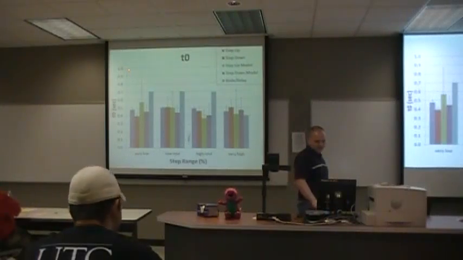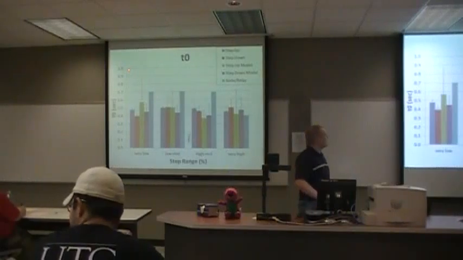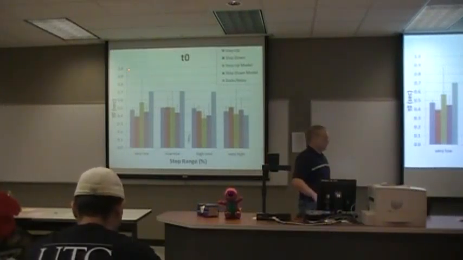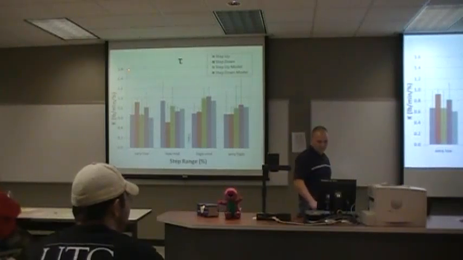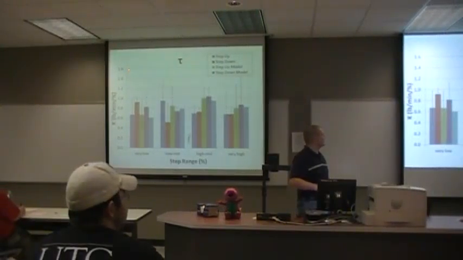So our T naught with the additional data, and the Bode and relay is the outlier in the lower three ranges of these. Another graph of our tau. Only the last one is really consistent. There's a bit of variation between the other three, the lower three ranges.